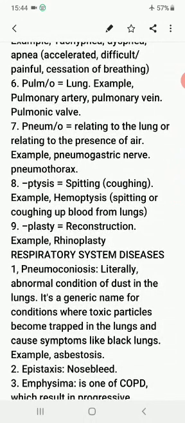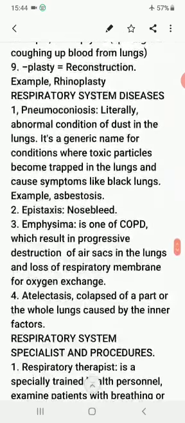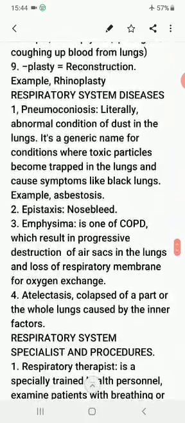That is the end of the general respiratory system terminologies. And now we are to continue with respiratory system diseases.